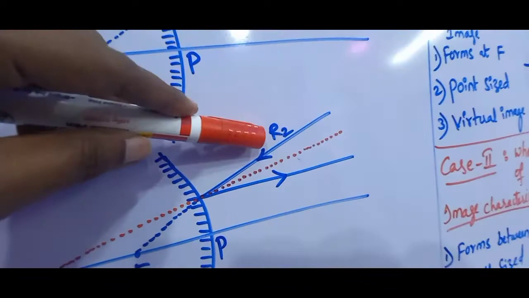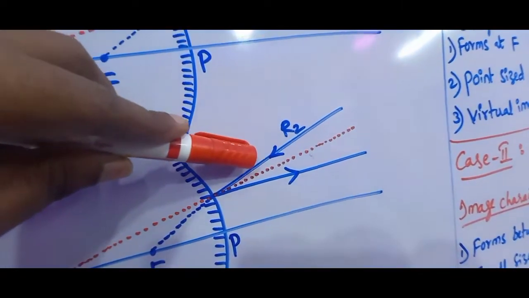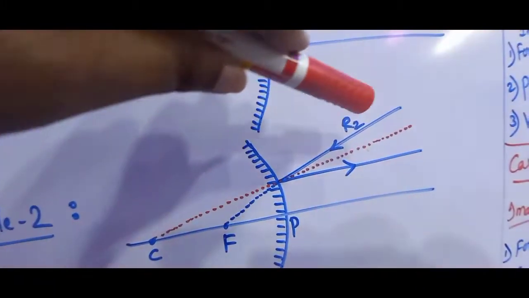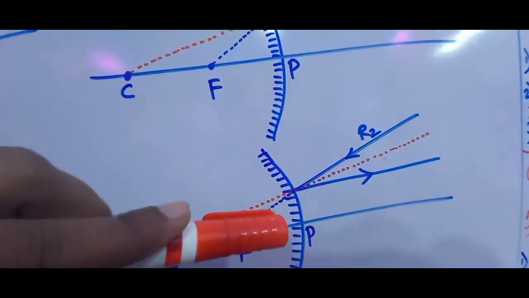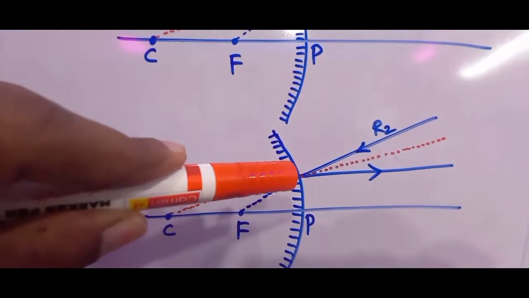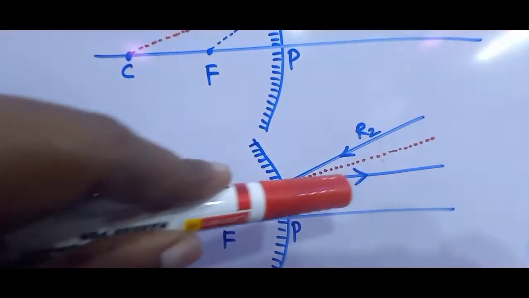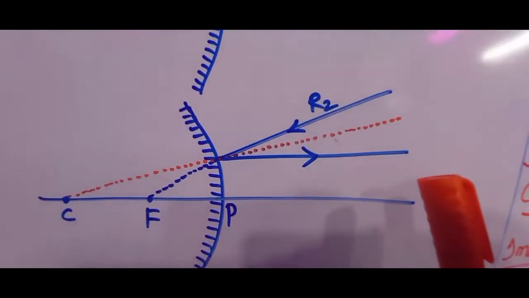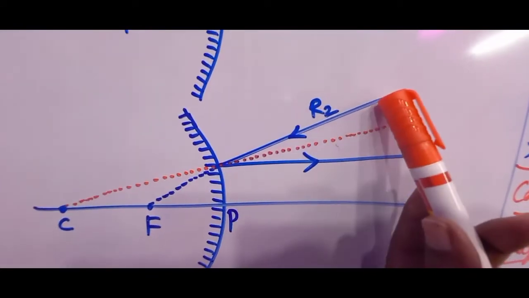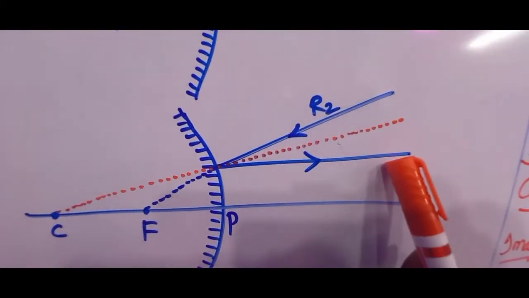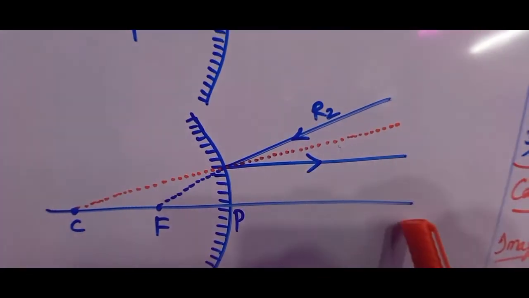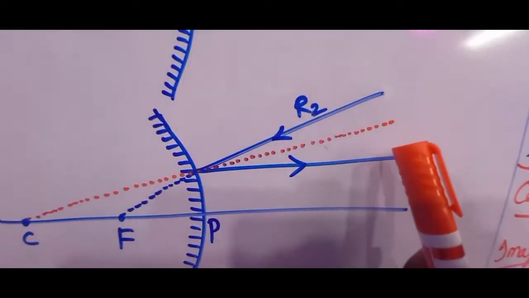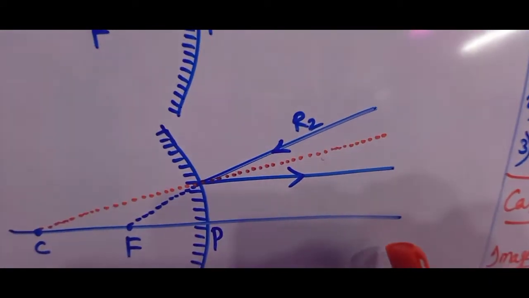So here I have represented R2. This R2 is the incident light ray which is traveling in the direction of the focal point of the mirror. On touching the surface of the convex mirror, it reflects immediately, and the reflected ray will be parallel to the principal axis, as you can observe here. This is the incident ray, and its reflected ray is this one. This reflected ray is parallel to the principal axis. This horizontal line represents the principal axis.